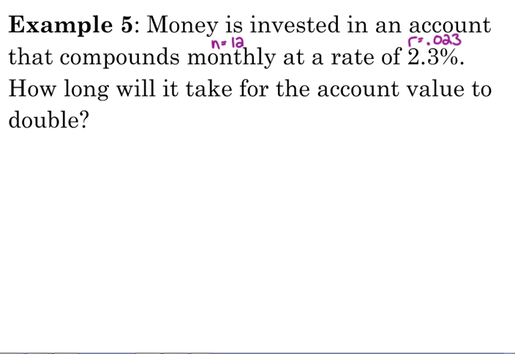So let's try and set up our equation. We don't know our principal, so I'm going to move to my parentheses here. 1 plus 0.023 over 12 raised to the n times t, so n is 12. How long will it take? So that means t is my variable.